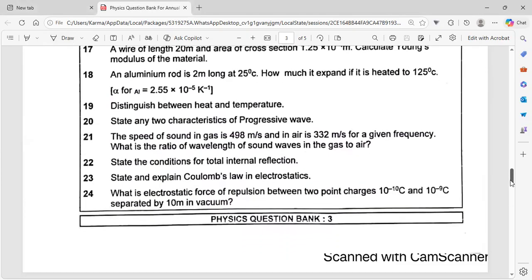Distinguish between heat and temperature. Heat is the amount of energy possessed by the object, and temperature is the degree of measure of that particular energy. It's called temperature.